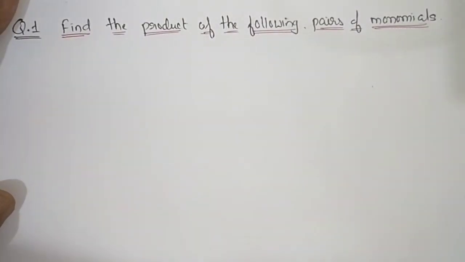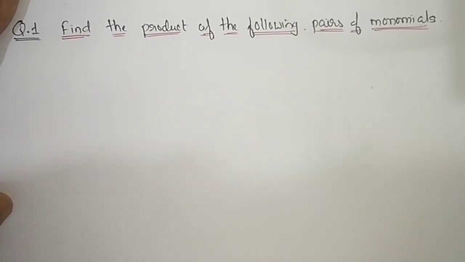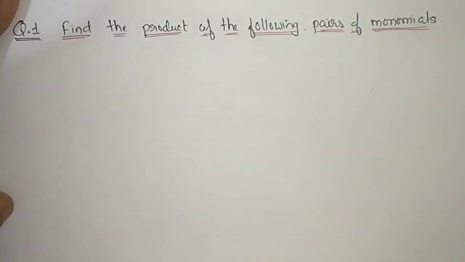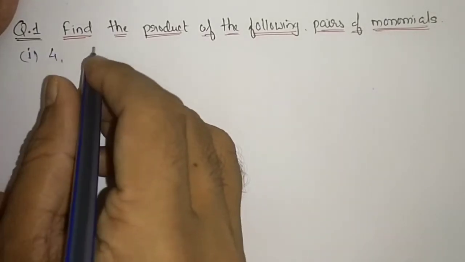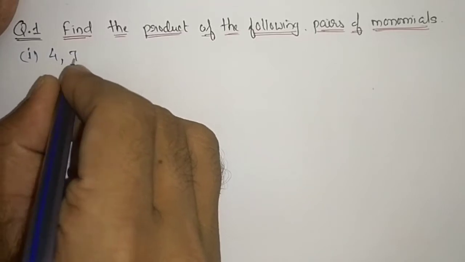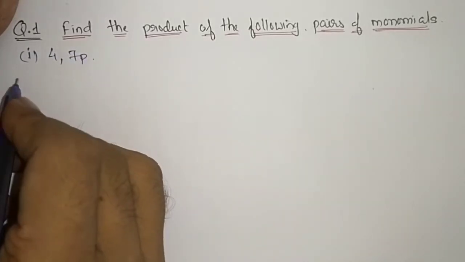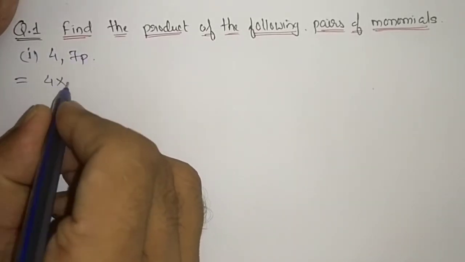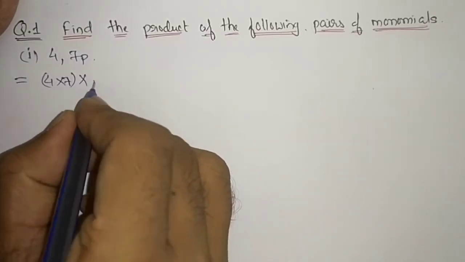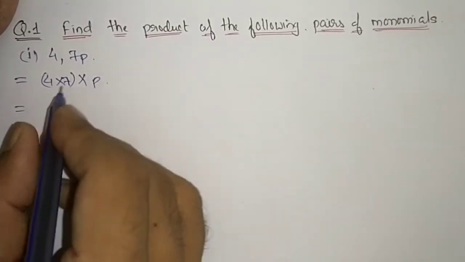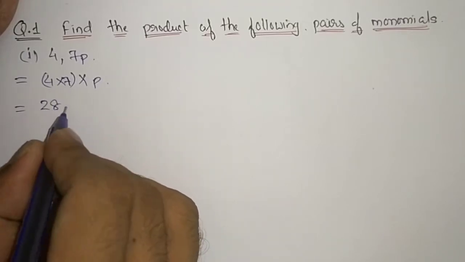Question number 1 says, find the product of the following pairs of monomials. And in that, the first part is 4 and 7p. Two monomials, we will take the numerical part, place it in one bracket, and multiply finally with p. So my answer will be 28p.